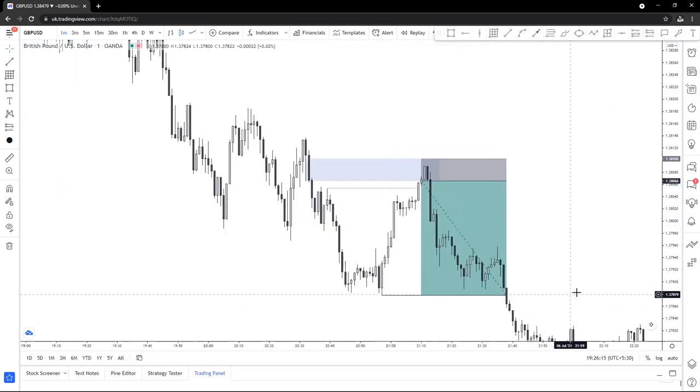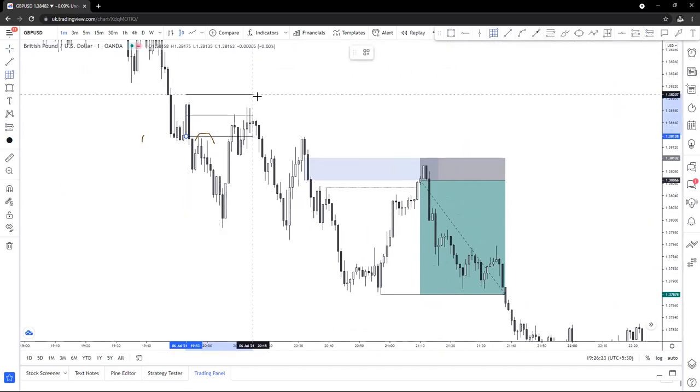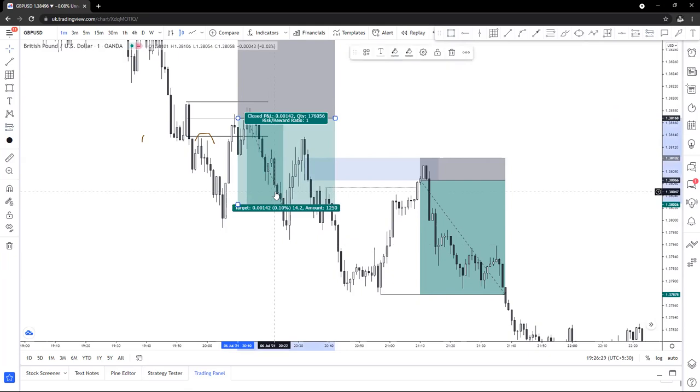Here also we had inducement, and then 50% of this order block would have paid us a lot. Right here. Because why? What makes this high probable?